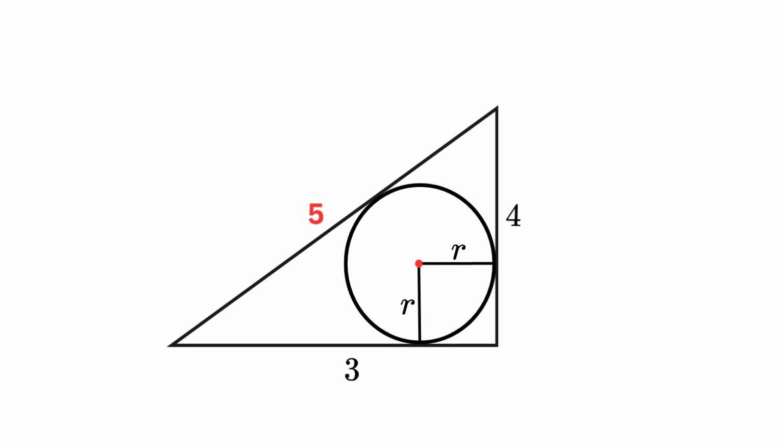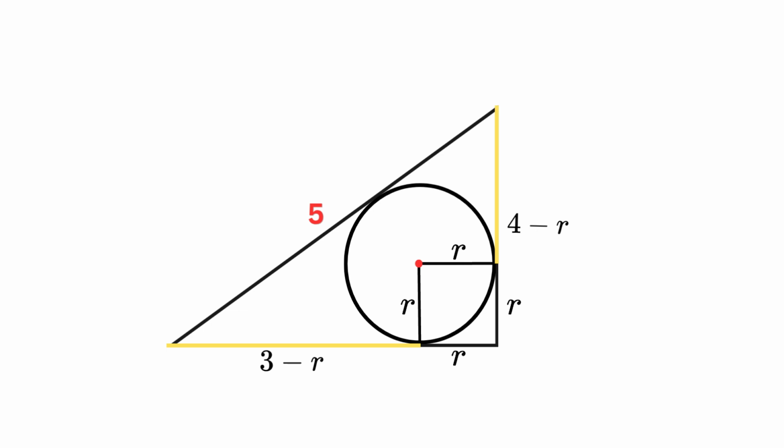This radius meets each side at a right angle. That creates a small square in the corner with side length r. So this side is also equal to r, and this side will also be r. Now, look, this whole line length is 3. So the remaining length is 3 minus r. Similarly, this line length is 4, so the remaining length is 4 minus r.